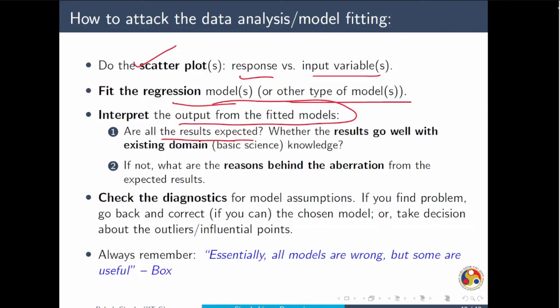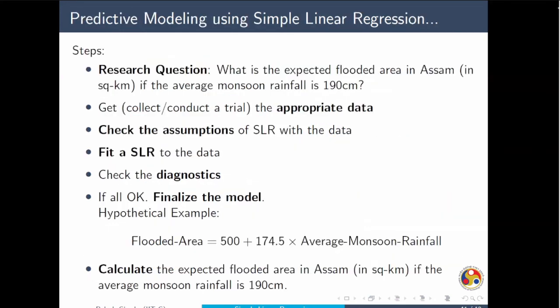If not, what are the reasons behind the aberration from the expected results? Check the diagnostics for the model assumptions, and if there is some problem, try to correct those problems. And as I always point out, quoting Box, all models are wrong, but some are useful. So your model might be one of the useful models.